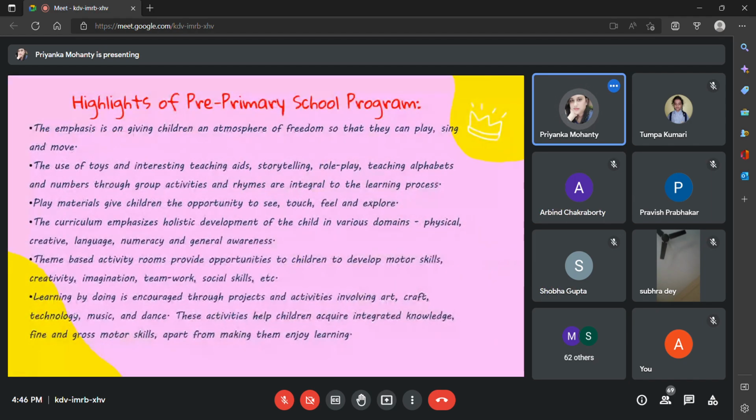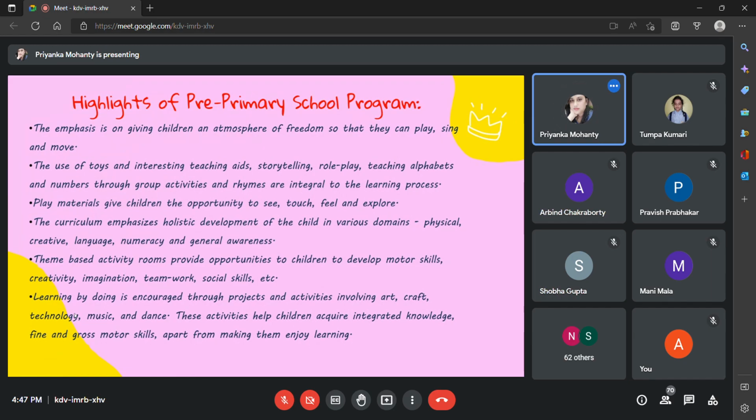Highlights of the pre-primary school program. This emphasis is on giving children an atmosphere of freedom so that they can play, sing, and move. The use of toys and interesting teaching aids, storytelling, role-playing, and teaching alphabets and numbers through group activities and rhymes are integral to the learning process. Play materials give children the opportunity to see, touch, feel, and explore. The curriculum emphasizes all-round development of the child in various domains: physical, creative, language, numeracy, and general awareness.